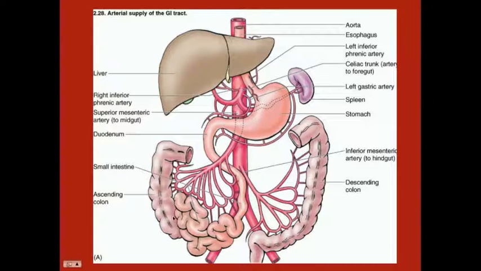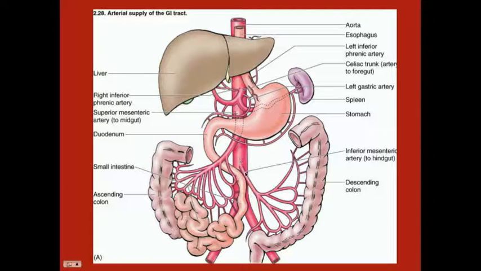So on the right side, what do you have on the right side? You have your ascending colon. And then a middle colic artery. What do you have in the middle? You have your transverse colon. So if you don't remember anything else, just remember that your superior mesenteric artery supplies most of your small intestines, and then your ascending and transverse colon.